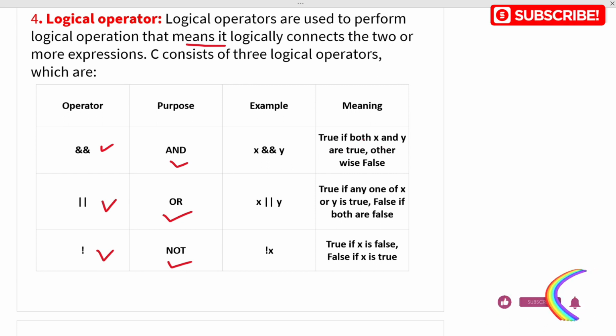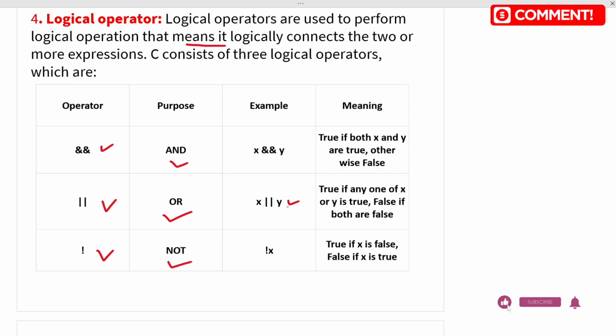If the value of both x and y is true, true means high, means 1, then the output will be true, otherwise false. Similarly, for the OR operator, if the value of at least either x or y is true, in that case it gives a true result, otherwise false.